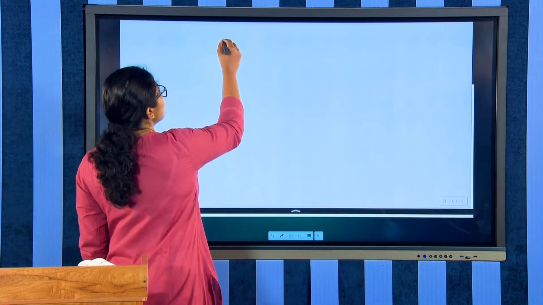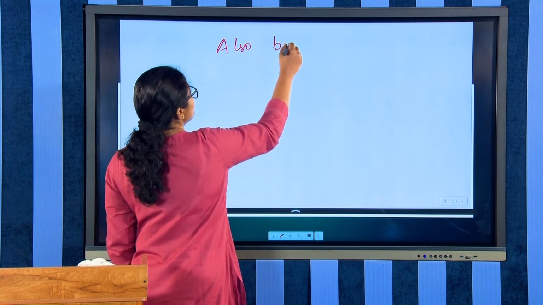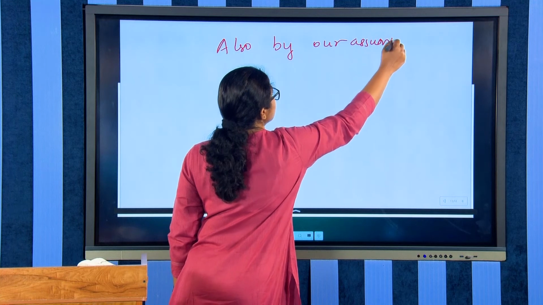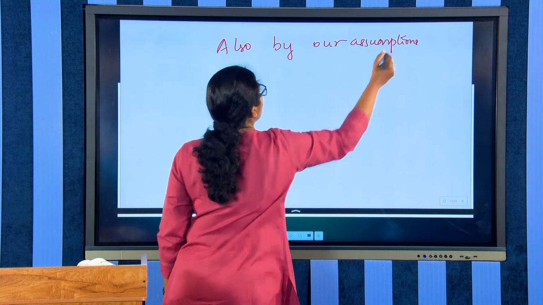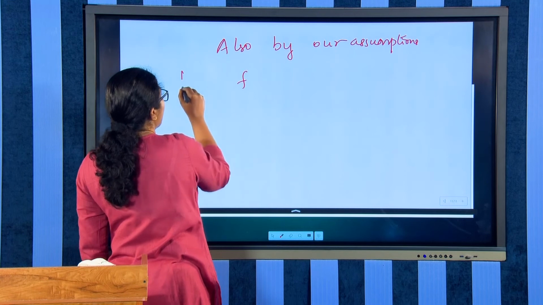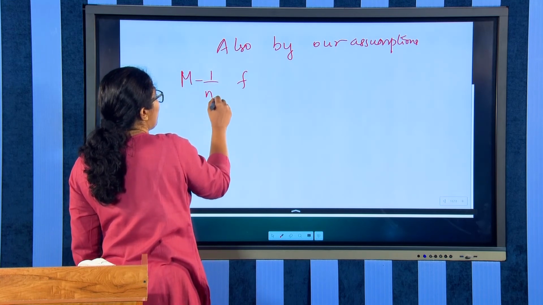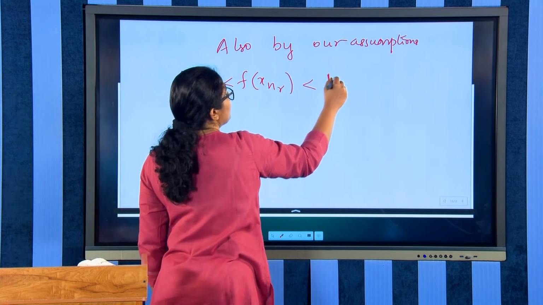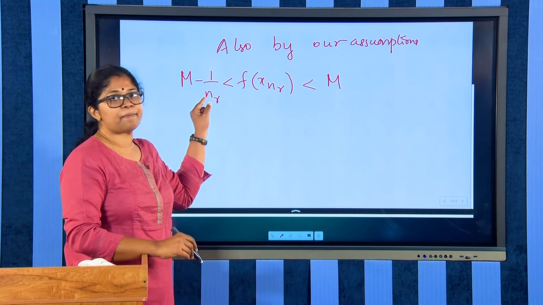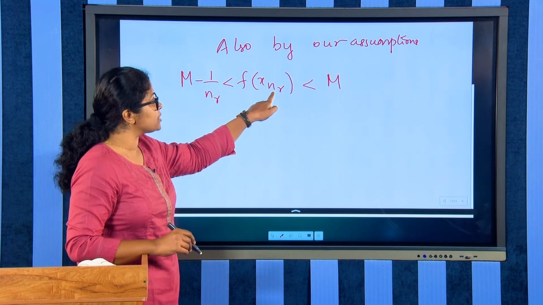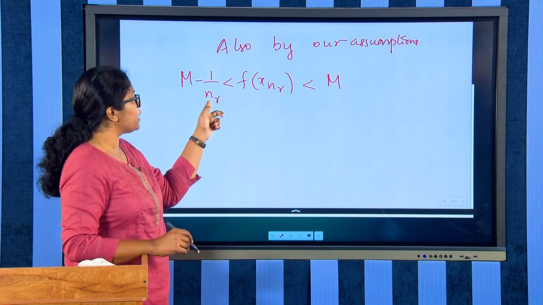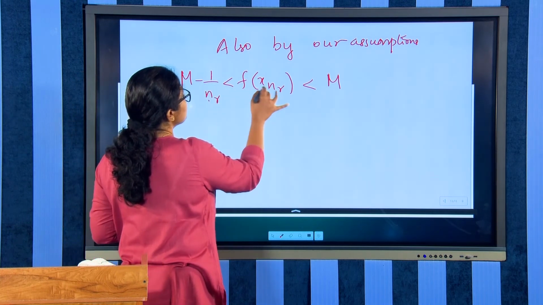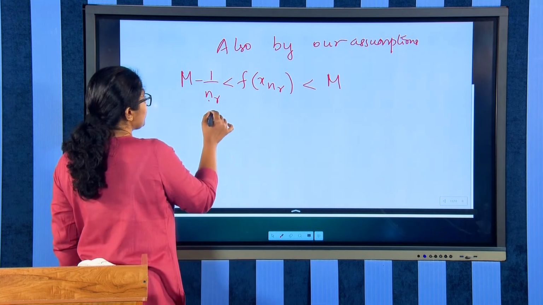Also, by our proof statements, we have m minus 1 by n is less than f of xn less than capital M, as we have already seen. So we can replace n by nr, there is no problem. We have m minus 1 by nr is less than f of xnr less than m.